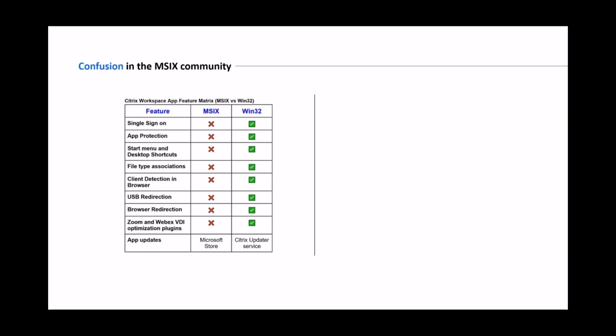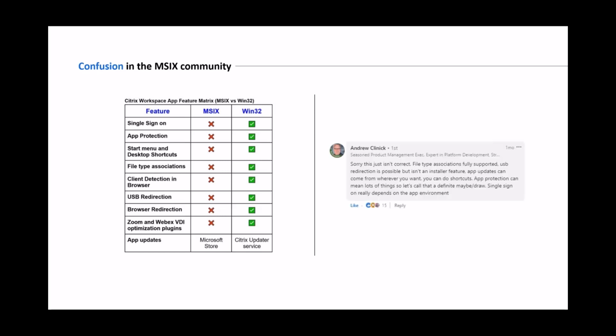With the post, they stated this table. Here are some features that didn't work in MSIX, but worked in Win32. And that's okay. So we know that some things will not work in MSIX, but the attention I want to draw is to the confusion that it created. And we can see that Andrew Clinick, who was a partner group product manager for Windows, stated that this isn't quite correct. There are a few things that can be fixed, and that's right.